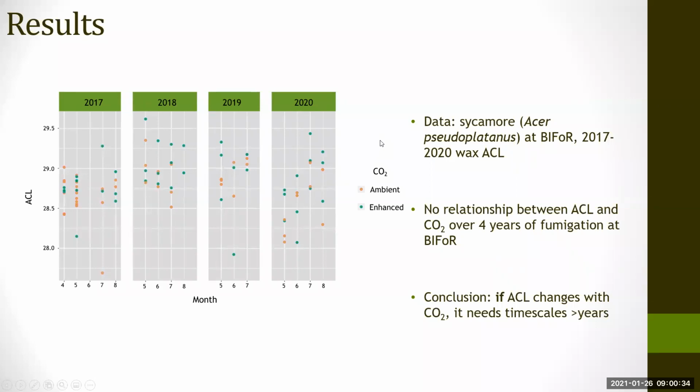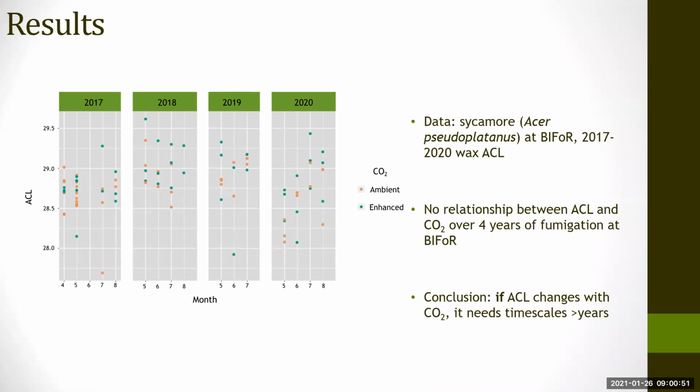So we can conclude from this that if ACL changes with CO2, it needs more than 4 years to start doing so. So ACL does not change with CO2 in any meaningful sense in my data, so it doesn't need to be taken into account in the reconstructions of ACL on the paleo record with the data I have.